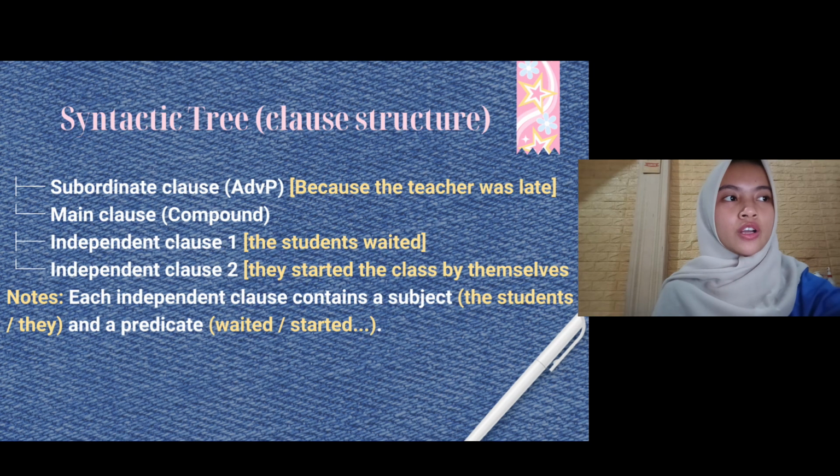Syntactic tree, or clause structure. The first one is the subordinate clause: because the teacher was late. Then the main clause, or compound. Independent clause 1 is "the students waited." Independent clause 2 is "they started the class by themselves." Notes: each independent clause contains a subject, the students or they, and a predicate, waited or started.